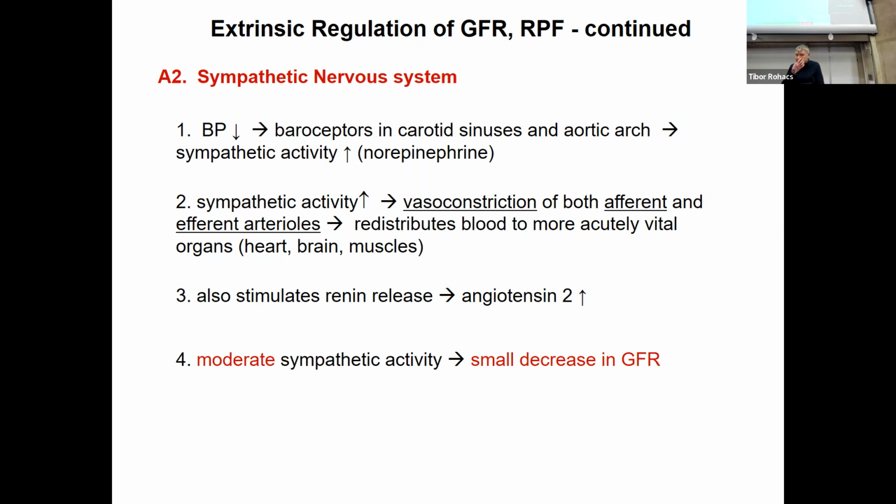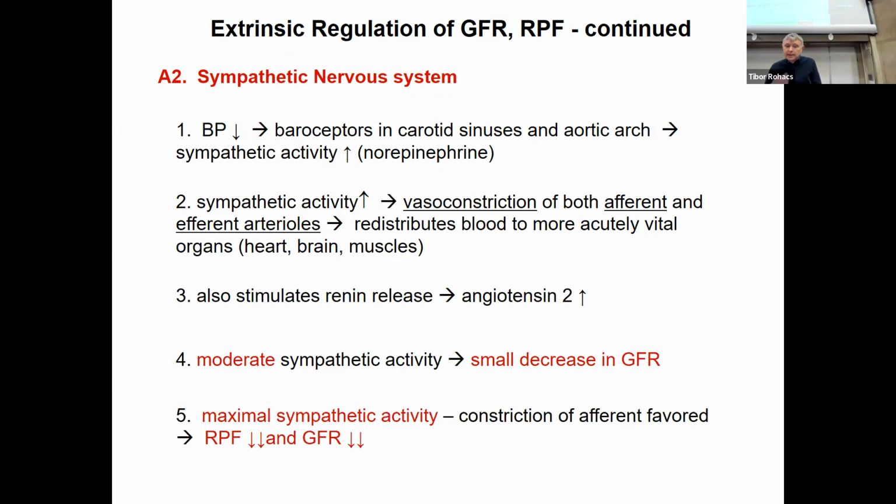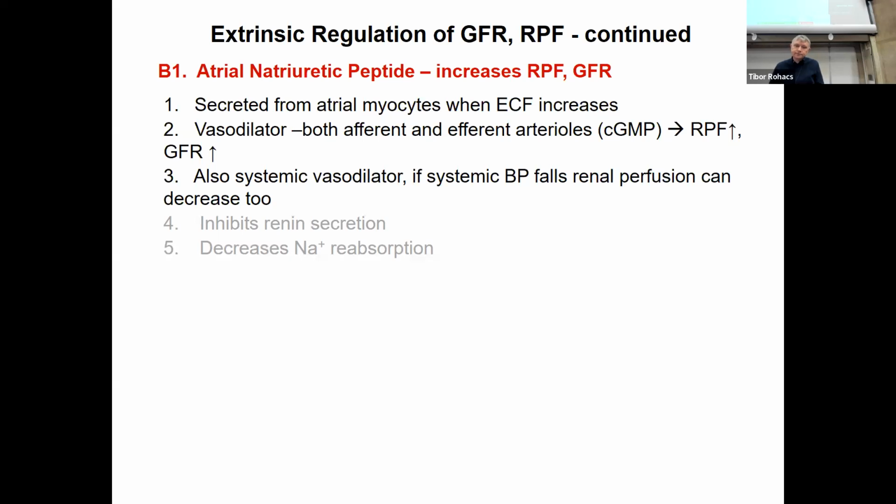So the end result will be that if you have a moderate sympathetic activity, it might induce a small decrease in GFR. But if you have extreme sympathetic activity, you can have a very significant decrease in both renal plasma flow and GFR. And if, let's say, somebody is in shock, the kidneys can get so low perfusion, and the sympathetic induced constriction makes it even worse, that you can get ischemic kidney damage, especially since the renal medulla has very low circulation, as we will discuss later.